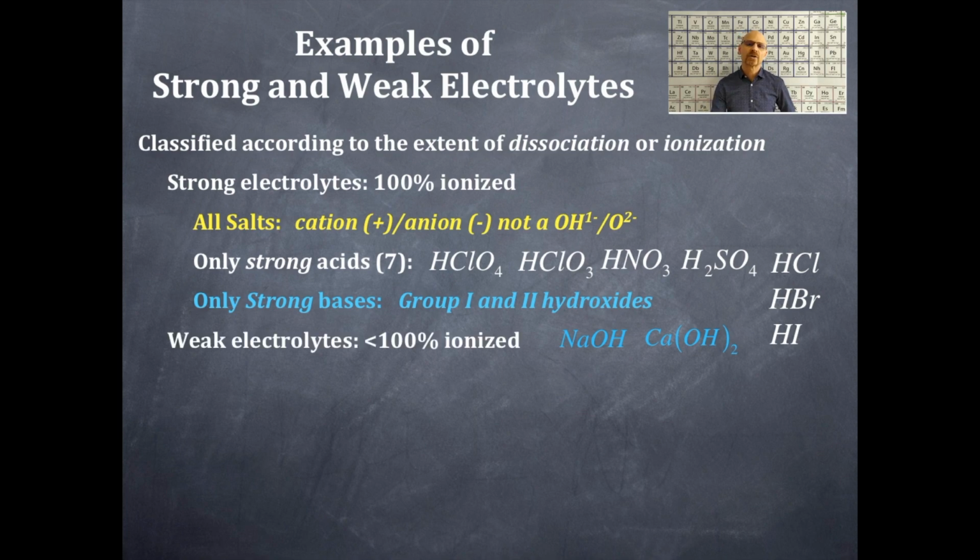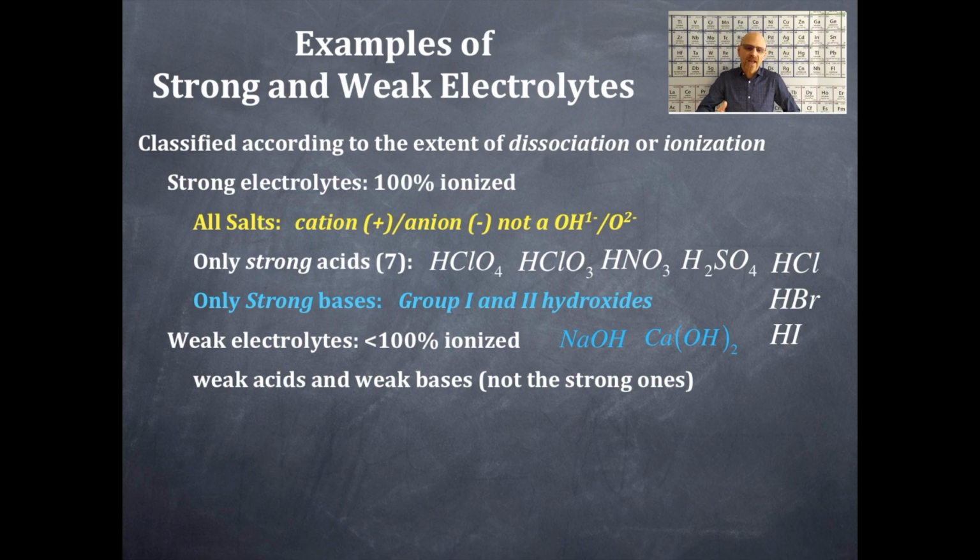Weak electrolytes dissociate less than 100% or ionize less than 100%. Okay, weak acids and weak bases. What are the weak acids and weak bases? Well, they are not the strong ones. You have to know the strong acids and strong bases to figure out what the weak ones are. If it's an acid and it is not one of the 7 strong, it's weak. If it is a base and it is not one of the group 1 or group 2 hydroxides, it's weak. It's that simple. If it's not strong, then it's weak.